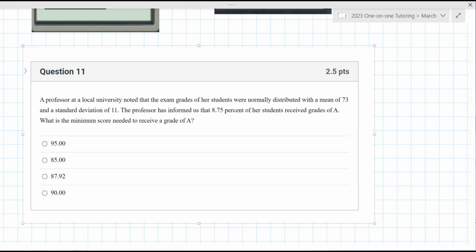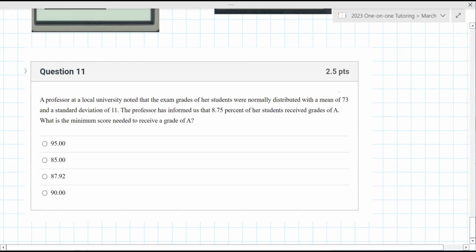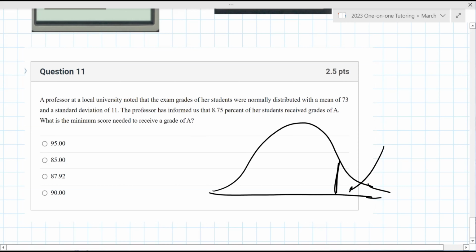So a professor at a local university noted the exam grades of her students were normally distributed with a mean of 73, standard deviation of 11. The professor has informed us that 8.75% of her students received grades of A. What is the minimum score needed to receive a grade of A? All right. So this one's different than any one that we've done. What they're saying is that in the right tail of this distribution is 8.75%. If you want an area, you divide that by 100. So it's 0.0875. Okay, is that all right?